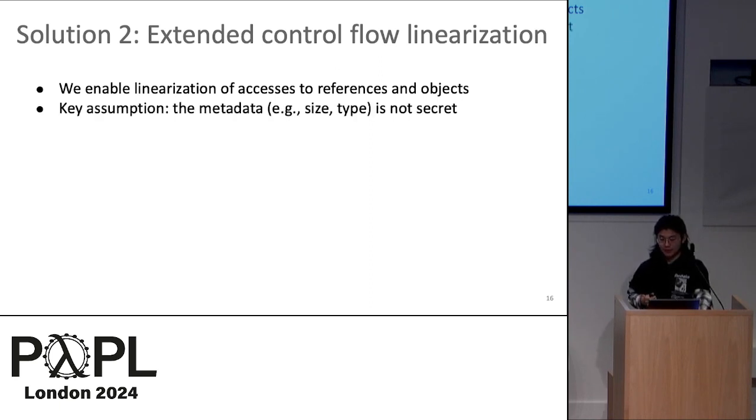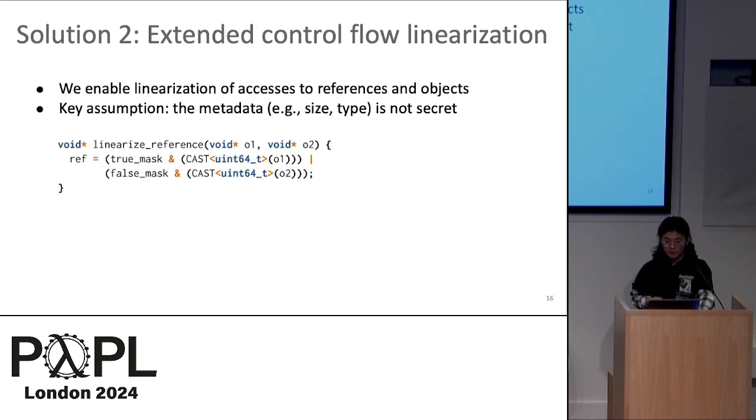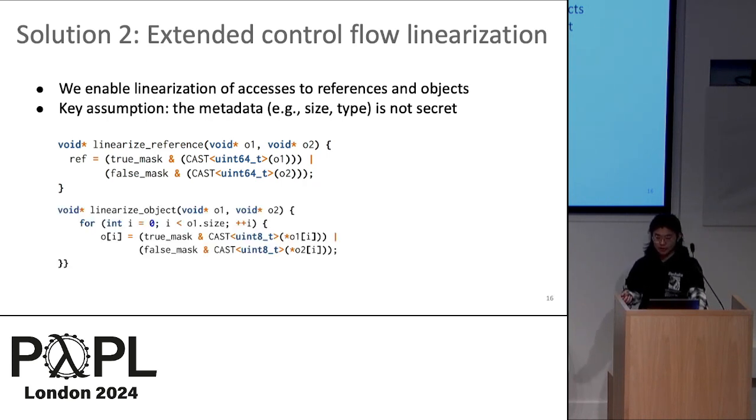Here we have a key assumption that the metadata of the secret, like size and type, is not secret. So for references, the linearization is just like linearizing an integer. But for objects, the linearization will iterate through the entire object and merge each byte of them. After solving linearization for arbitrary data types, we also need to think about how to hide the access pattern for arbitrary data types.